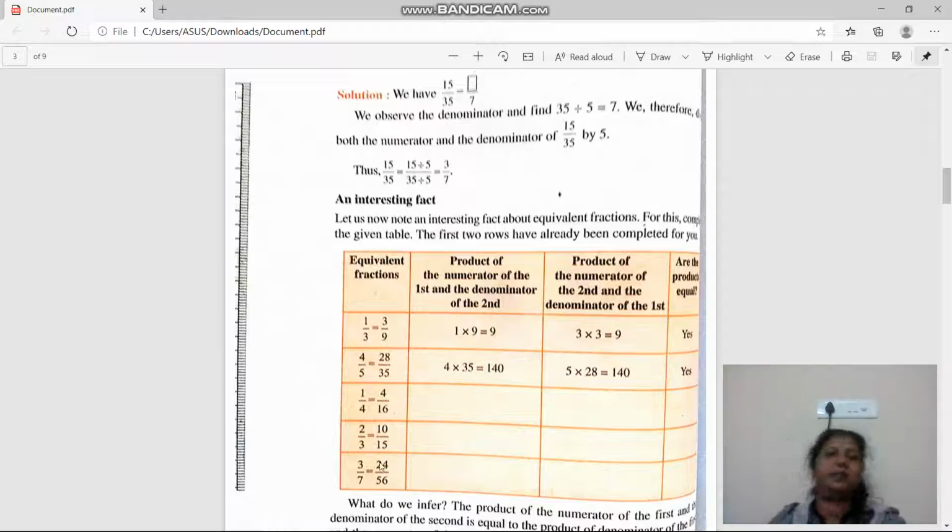Get it? Now take the third and fourth examples. Fourth example: 2 upon 3 equal to 10 upon 15. Let's do the cross multiplication. 2 multiplied by 15: 15 2s are 30. And 3 multiplied by 10: 10 3s are 30. So both are the same, so the products are the same. Then they are equivalent. Okay. Now next.